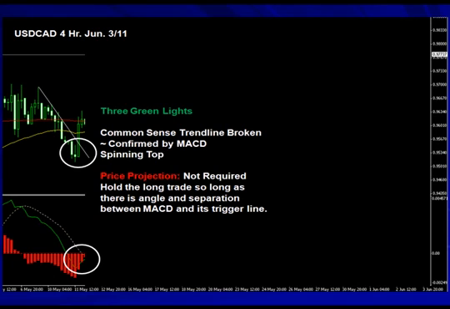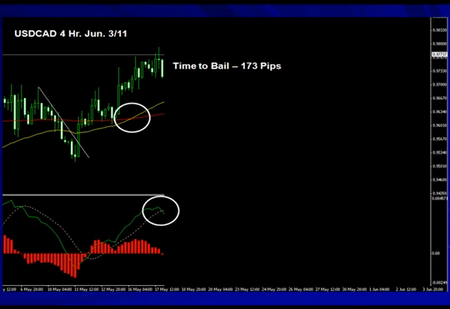Now, it is sometimes asked of me, how long do you stay in a trade? How do you do a price projection? Well, what I recommend you do is let MACD solve that problem for you. For example, we entered the trade back here, and we're getting out here with a profit of 173 pips because MACD took us in down here and took us out up here. You always want to hold the trade as long as you have angle and separation between MACD and its trigger line and MACD not punching through its trigger line. So there you go. There's trade one.